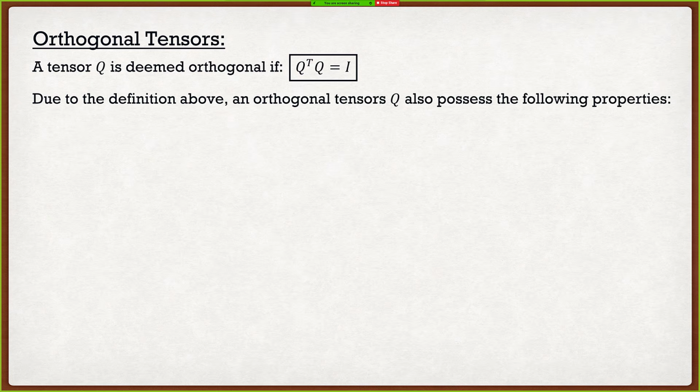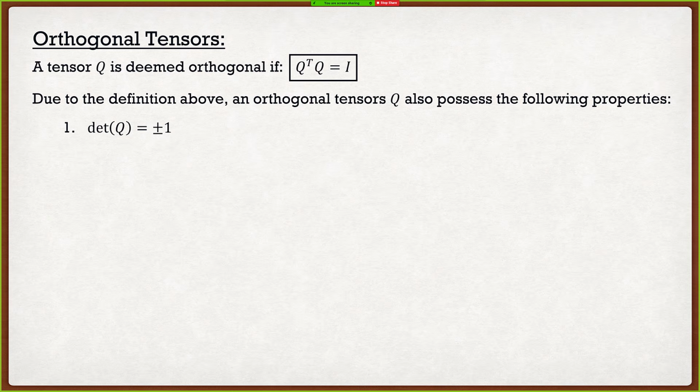So due to the definition above, the whole definition of an orthogonal tensor is the transpose of Q times Q is equal to I. We can also determine the following properties. 1, the determinant of Q is equal to plus or minus 1. All right, so if we deal with that rotation matrix that we discussed before, the determinant of that rotation matrix is actually going to be plus or minus 1.